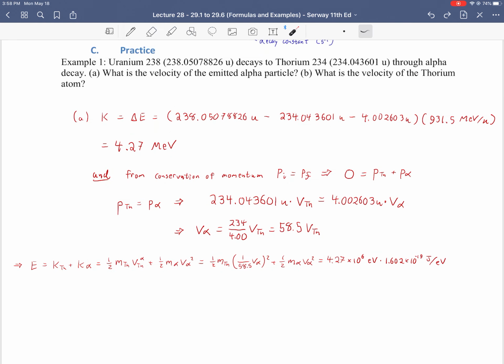Okay, so now it's simply a matter of taking the combined kinetic energies of the two products: the mass of the thorium, velocity of the thorium, mass of the alpha, velocity of the alpha. Of course, this is kinetic energy, so we have to remember to square them. Although here I wrote the wrong symbol. I wrote alpha, but I meant to write 2, of course. You can see that later on I wrote 2 correctly.